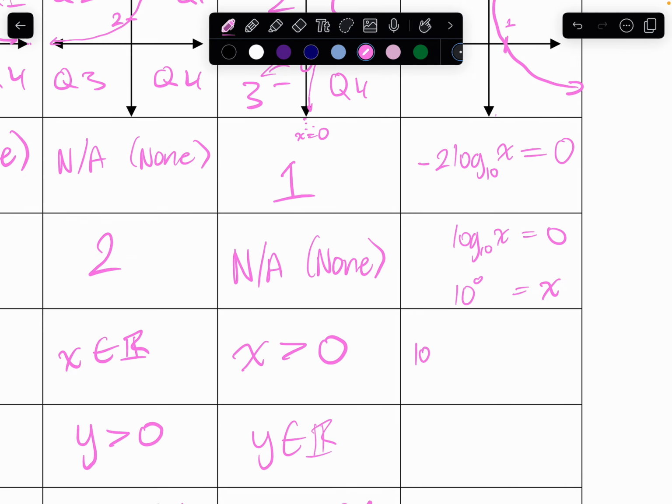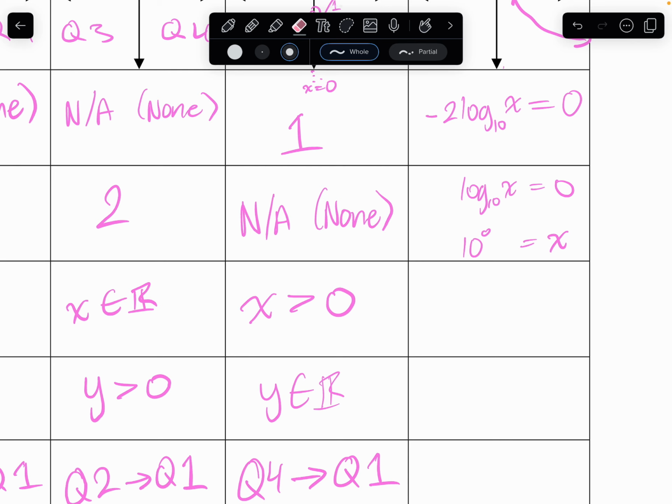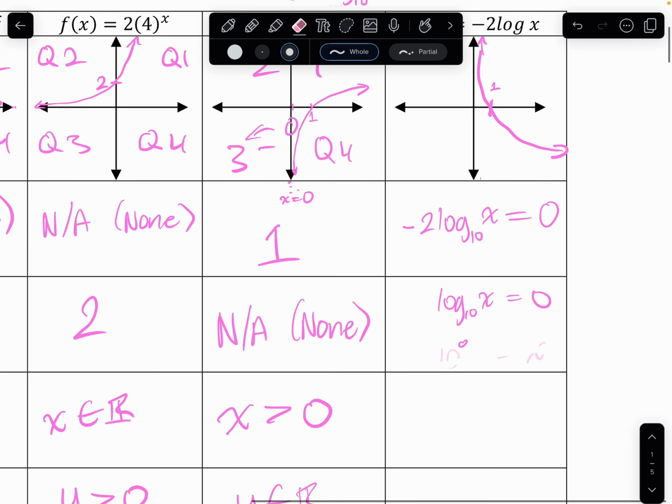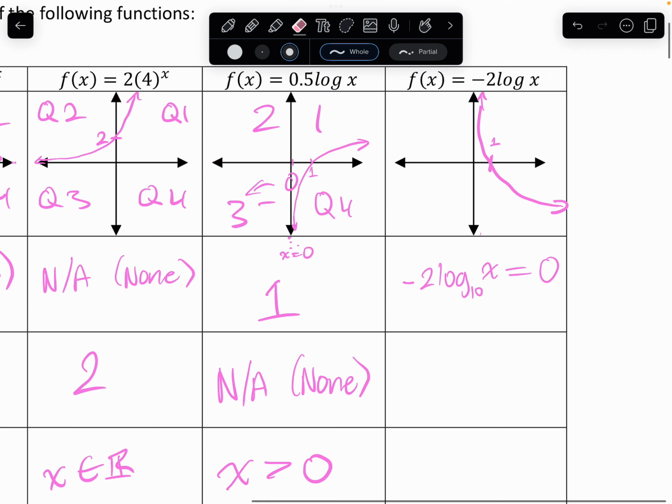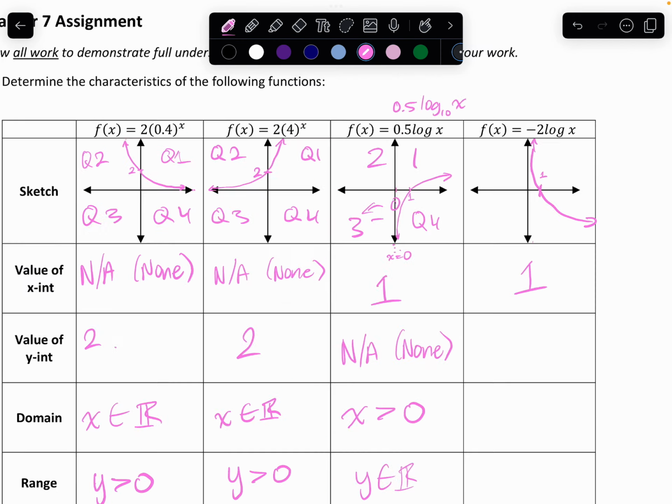or again, you could put 1000 in front of here. But once you let it equal 0, you can just divide both sides by 1000, and it still looks the same. You know, these two look identical. So when you're looking for the x-intercept of a logarithmic graph, it doesn't matter what you're multiplying the logarithmic function by, it won't actually change the x-intercept. So the value of the x-intercept is just going to be 1.